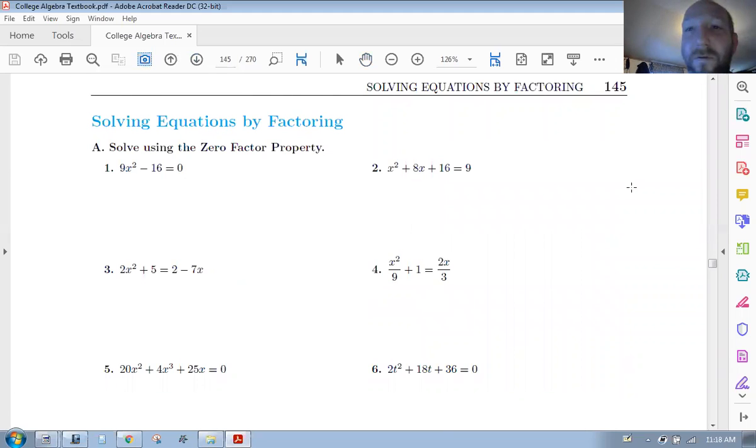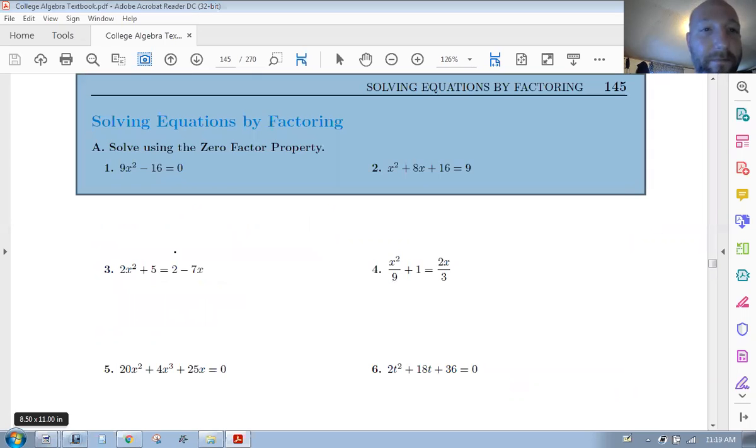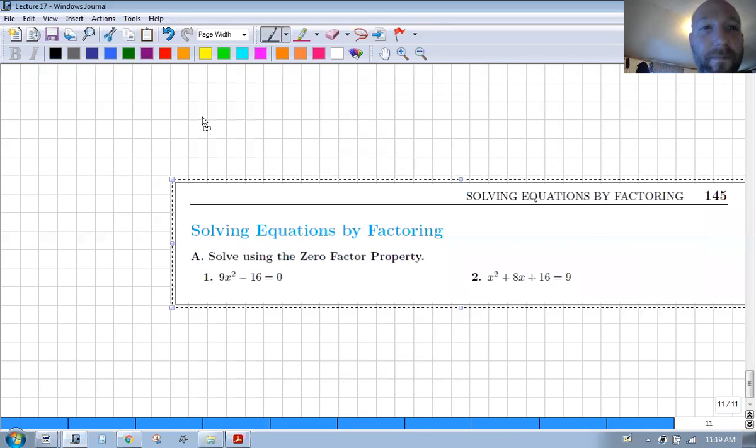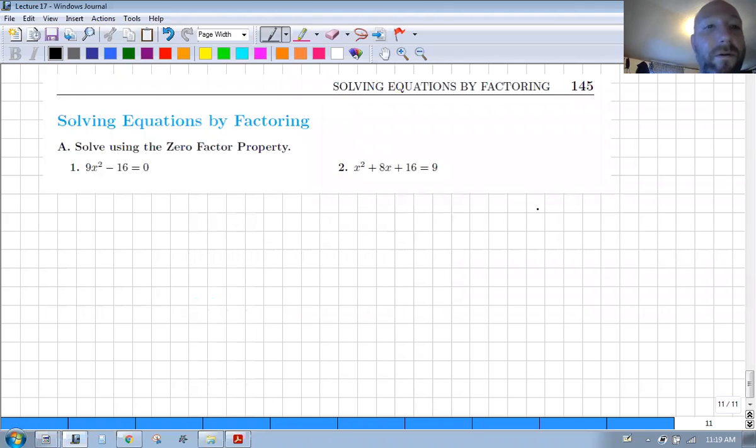All right, solve by factoring. So using the 0 factor property, this just means if you factor, you can set each factor equal to 0 to solve. So if we look at this, we could say this is the difference of 2 squares here. We could say that equals 0 if and only if, sorry, it's not even close though, 3x squared minus 4 squared.